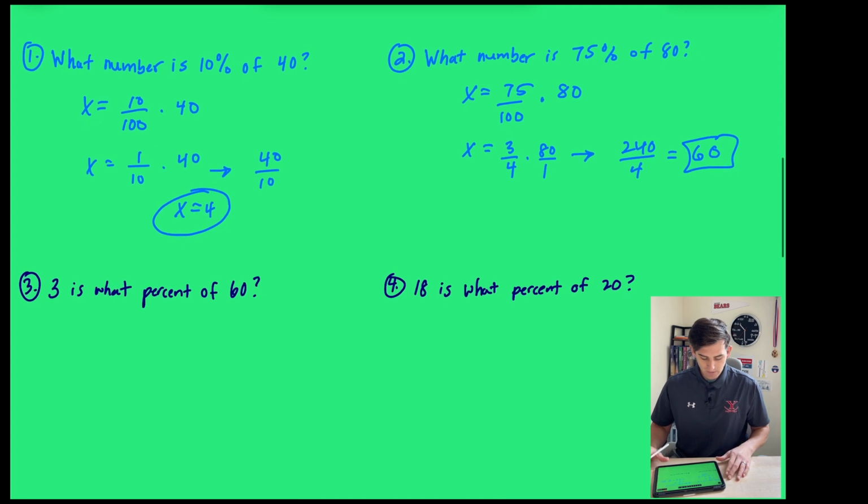Okay, so number 3. 3 is what percent of 60? So now, once again, we see 2 numbers, but we don't see a percent. So that tells us that we're trying to find p in our equation.